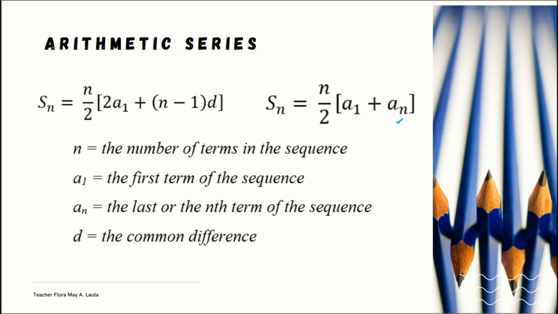So to solve for arithmetic series, we follow two formulas. We have S sub n is equal to n over 2 times 2a sub 1 plus the quantity of n minus 1 times d, or S sub n is equal to n over 2 times the quantity a sub 1 plus a sub n. Take note that n is the number of terms in the sequence, a sub 1 is the first term of the sequence, a sub n is the last term of the sequence, and d is the common difference.